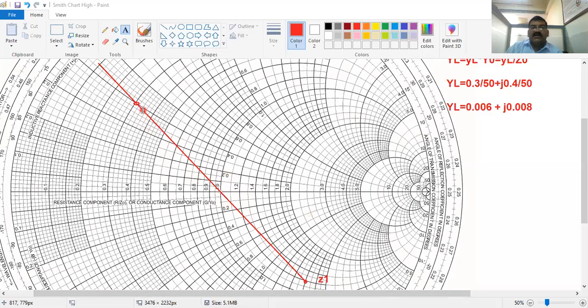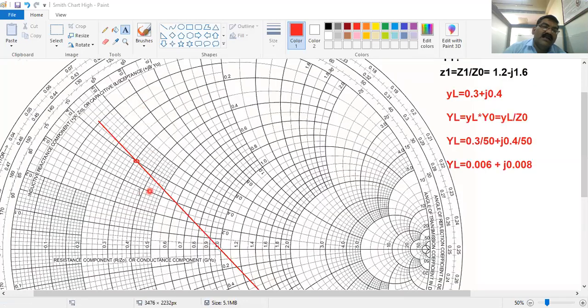This straight line you have drawn. Now take a rounder, the metal part of the rounder should be at the center, and the pencil part should be here. You mark it here. The same distance you take and mark on the opposite side. You will get this point. If you read this point, the real part is 0.3 and the imaginary part is 0.4. So it is 0.3 plus j0.4.